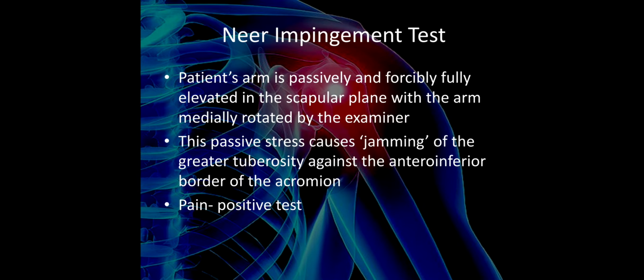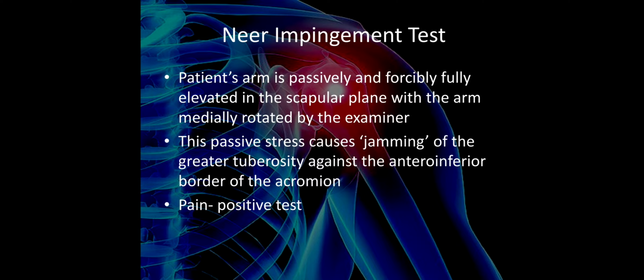So there are some special tests which we have to perform if we suspect that the patient has impingement of the shoulder joint. There are many tests available, but I will be talking about the most important ones which we can do and then confirm if the patient has impingement. So the first one is the Neer's impingement test.